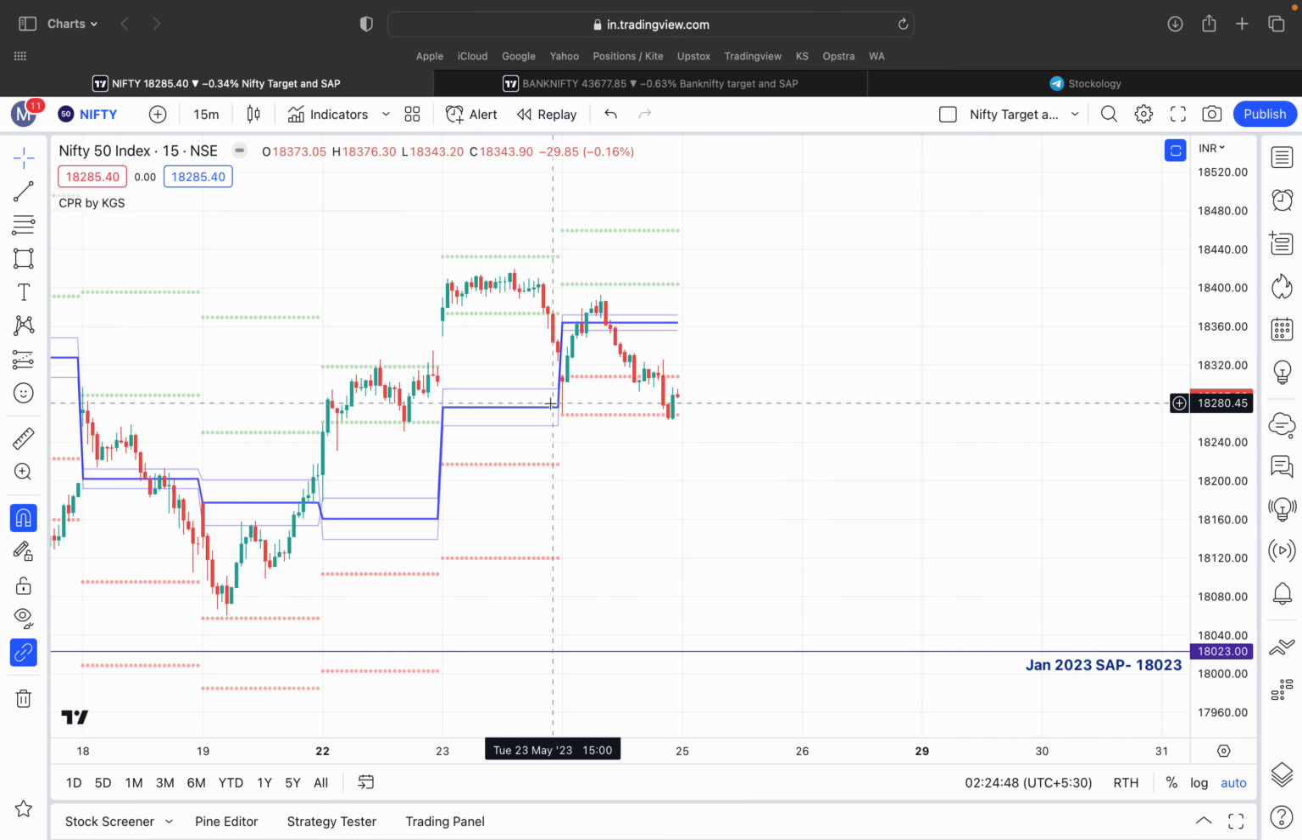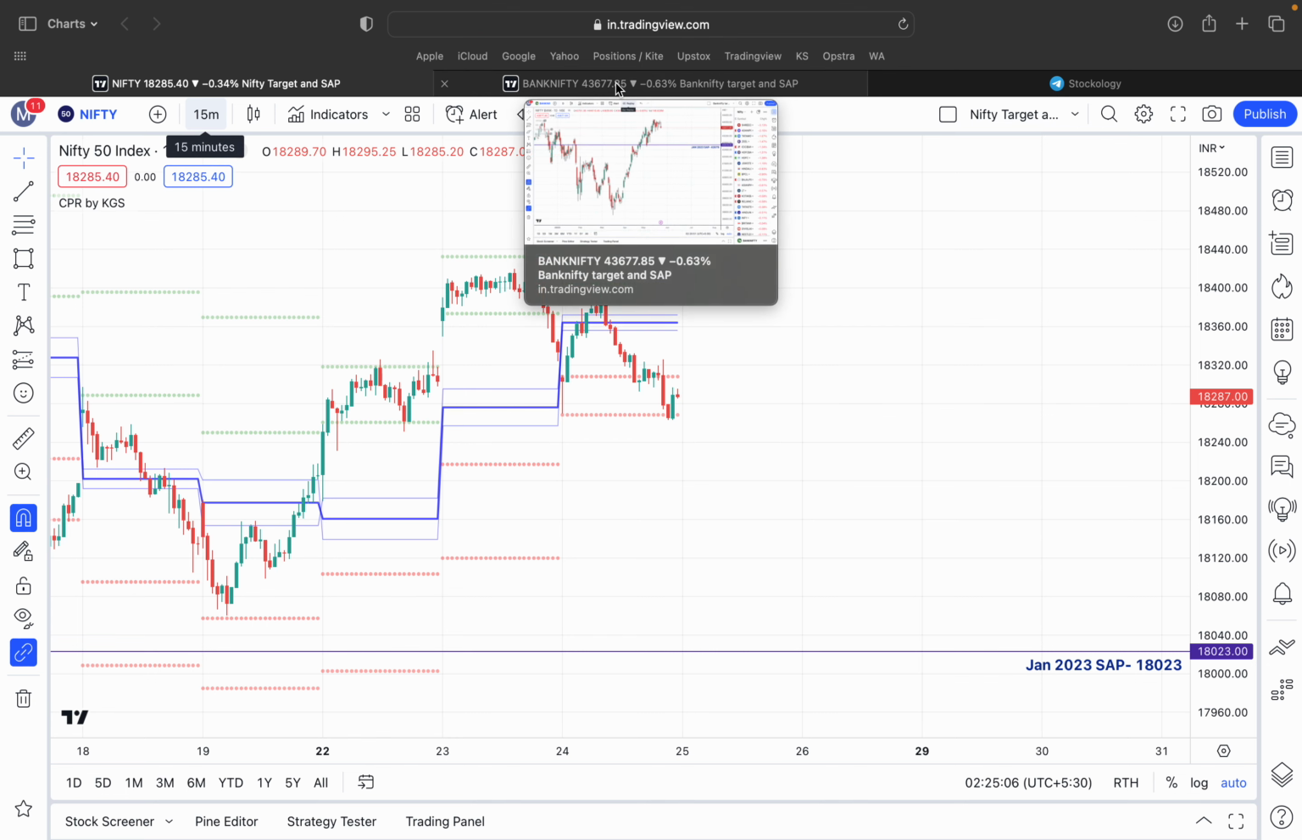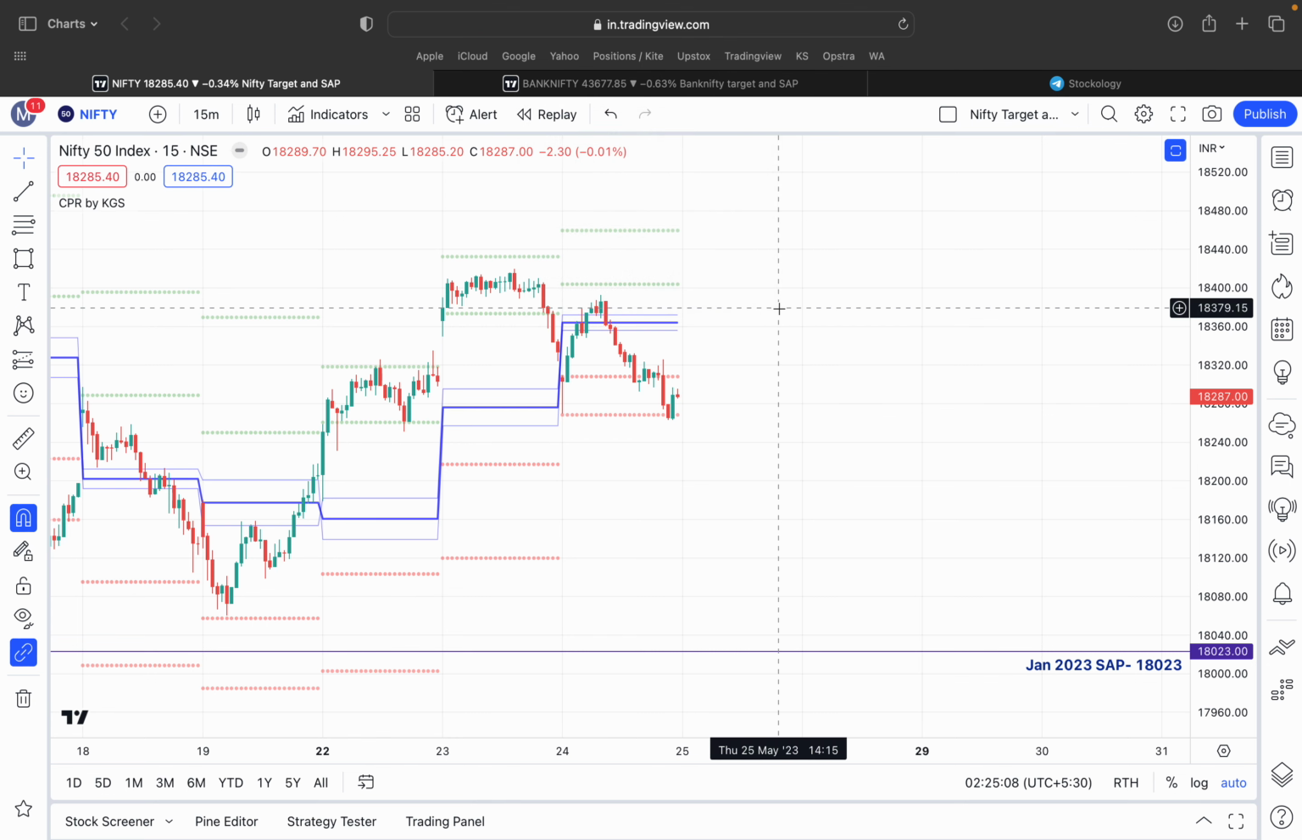Once the market opens, I see where the price is opening, whether it is below or above, and then I make my view and wait for the exact entry accordingly. I have a few more interesting observations about CPR and how you will trade Nifty and Bank Nifty in sync using CPR, but that I'll cover in the next video.